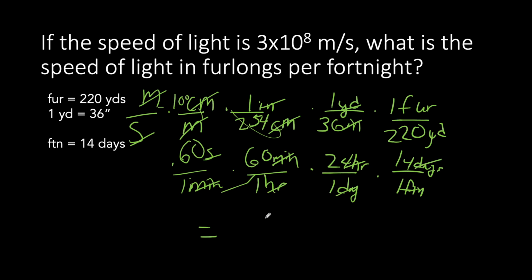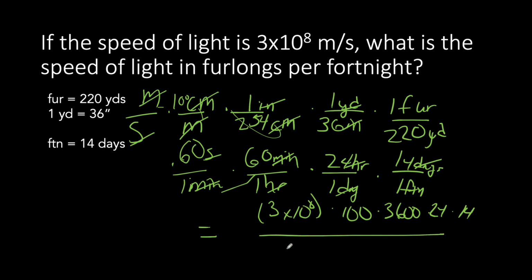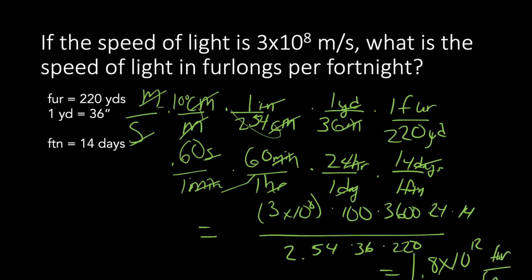And then I multiply everything together. So in the numerator, I have my initial value, 3 times 10 to the 8, times 100, times 3,600, times 24, times 14. Divide all of that by 2.54, times 36, times 220. And so in the end, the speed of light in furlongs per fortnight is 1.8 times 10 to the 12th per fortnight. It's a big cutoff, but you get the point.